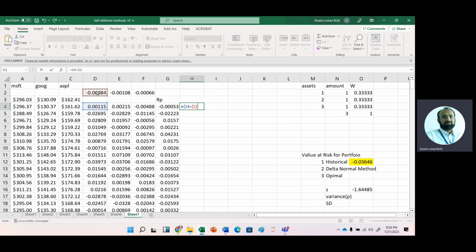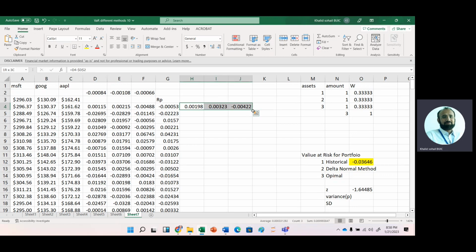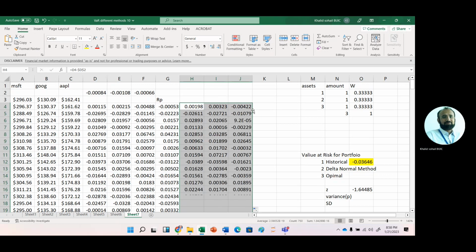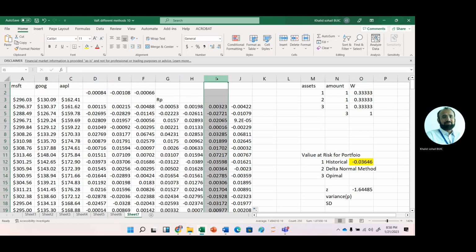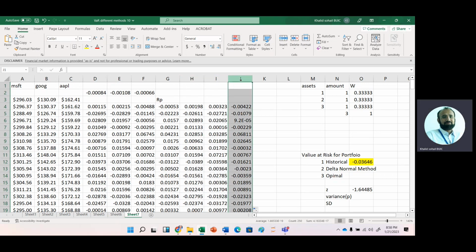Minus, just fix it. Similarly, for second stock, we need deviation. Minus F4, fix it, and the same way for third stock, minus this one. And the sum of deviation from mean is always zero. We will check it. Now check the first one. Yes, it is almost zero. Zero and zero. It means that it's okay.